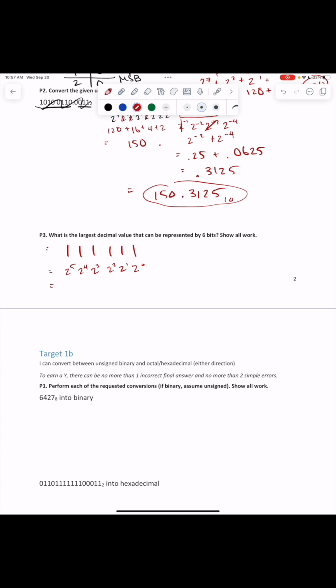There's nothing to cancel out. 2 to the 5 is 32, plus 2 to the 4 should be 16, and I'll do this in my head because I'm trying to memorize these powers of 2. And so it'll be 8 plus 4 plus 2 plus 1. That equals 32 plus 16 plus 8 plus 4 plus 2 plus 1 is 63.